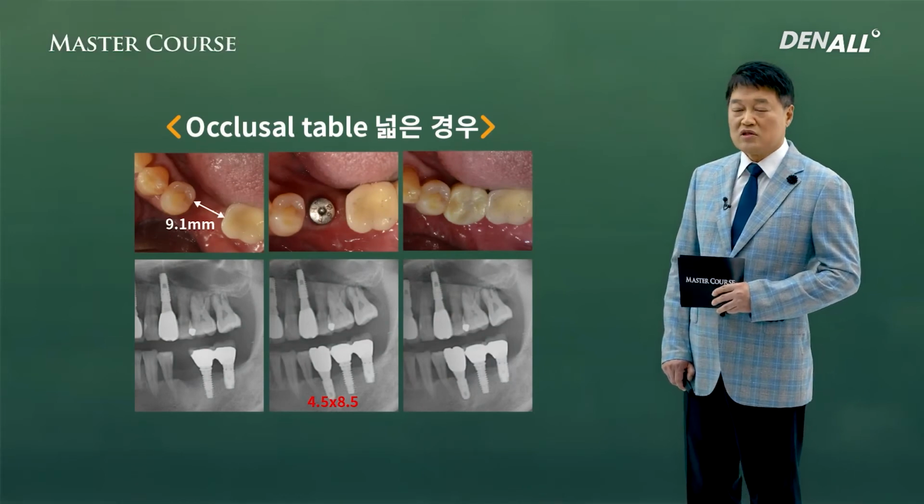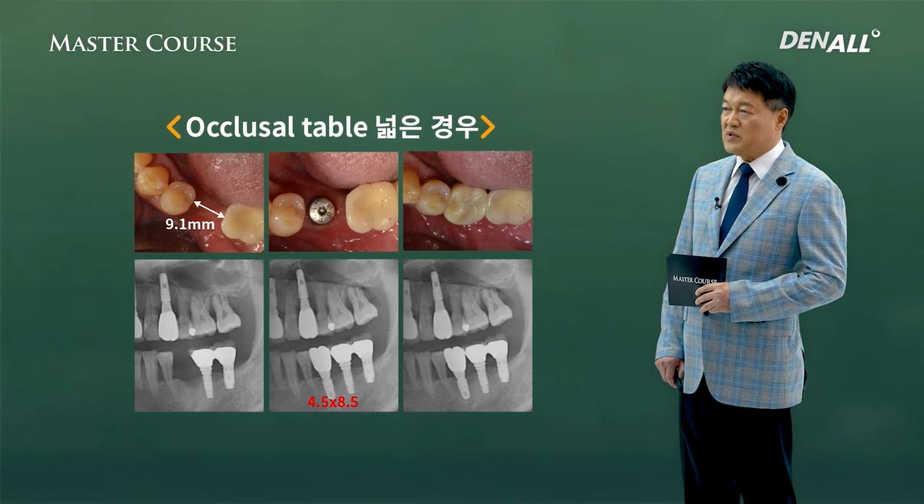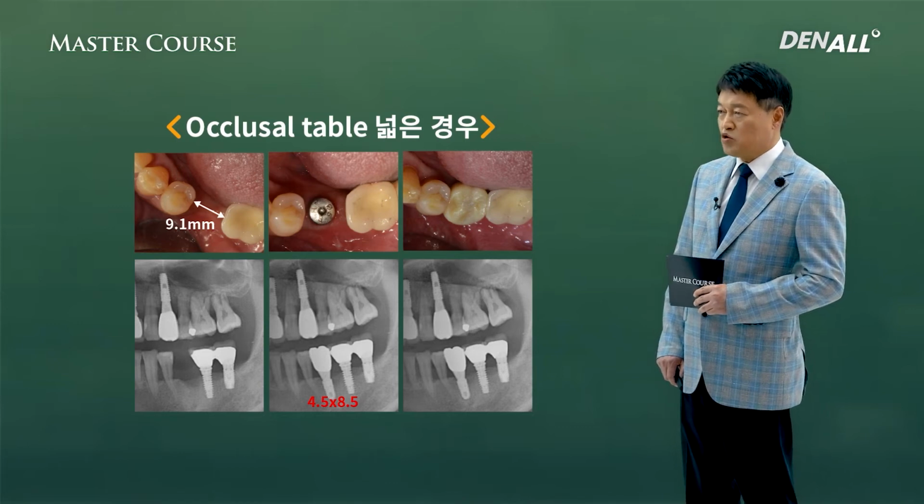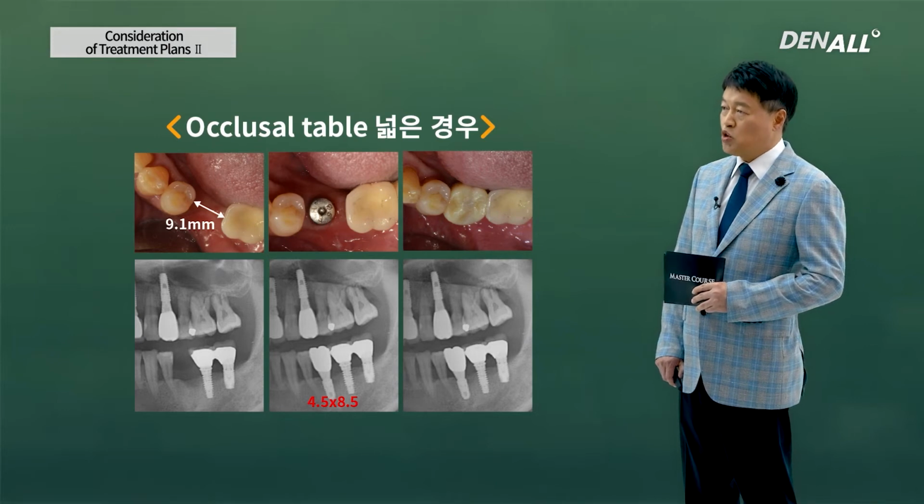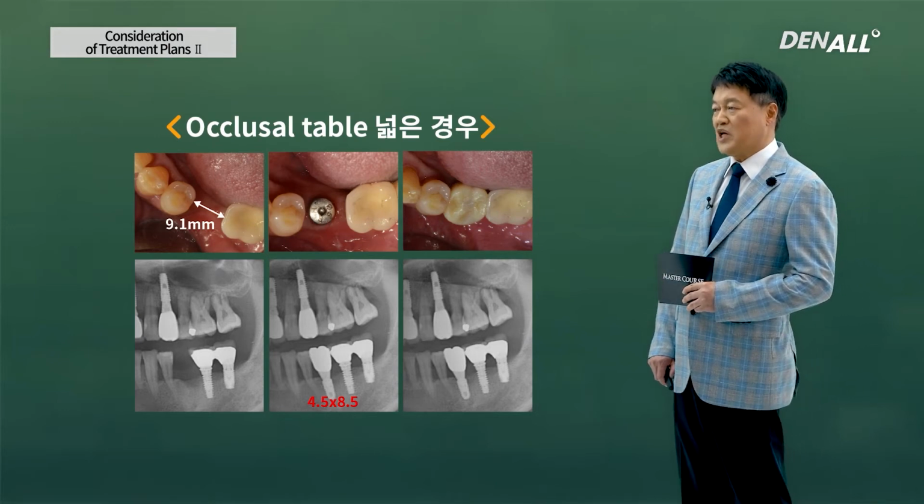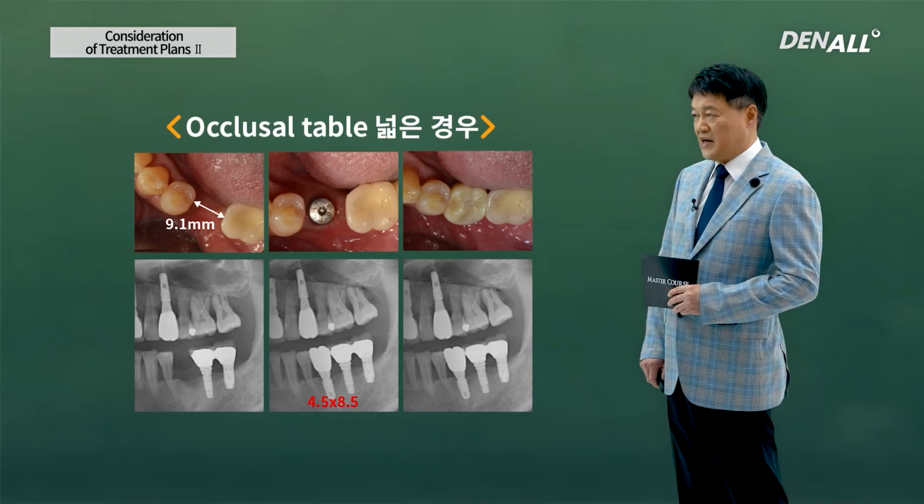Conversely, even if it is premolar, the distance is 9.1 millimeter. On average, MD diameter of premolar is 7 millimeter and molar is 10 millimeter. 9.1 means it's almost close to molar area. So in those cases, even if it is premolar, you can use 4.5 diameter implant.